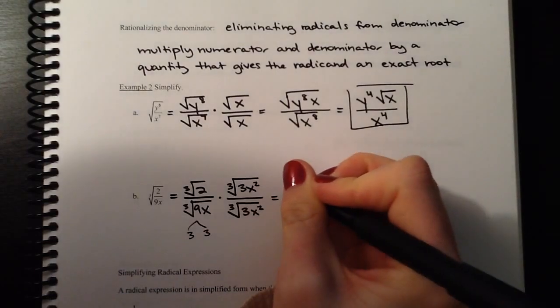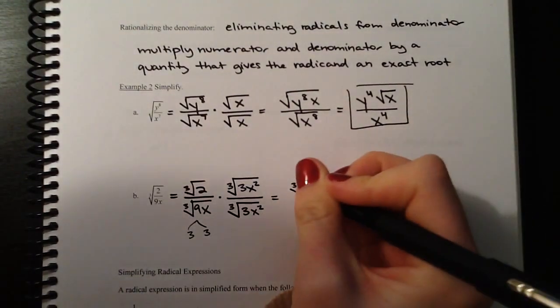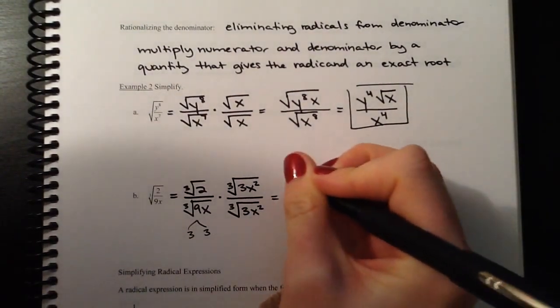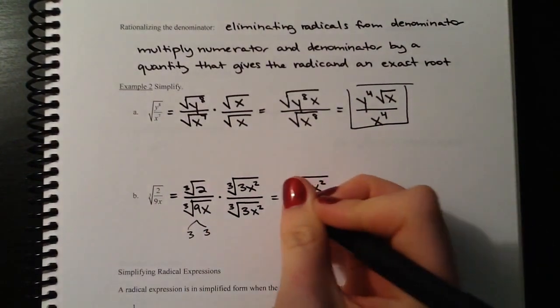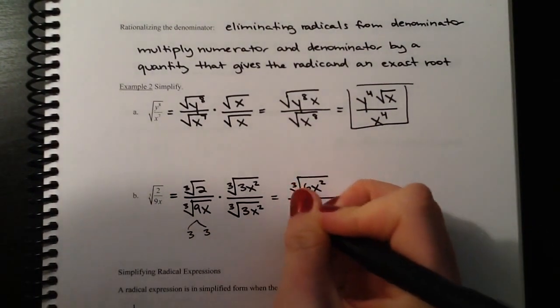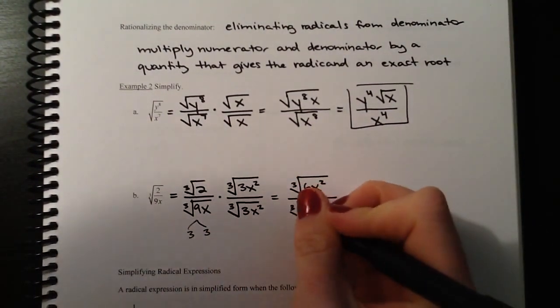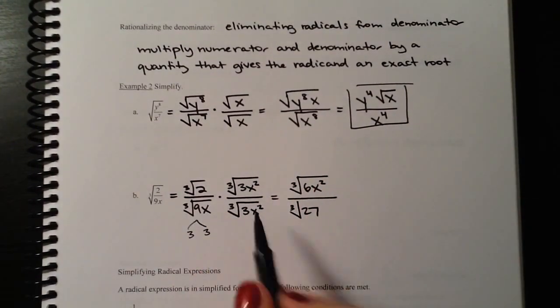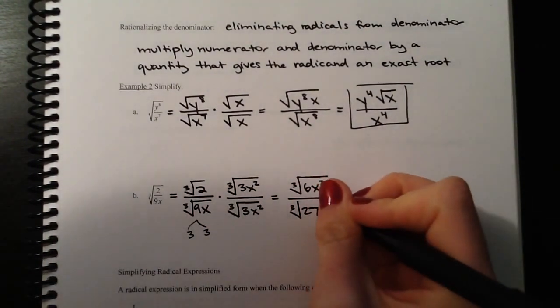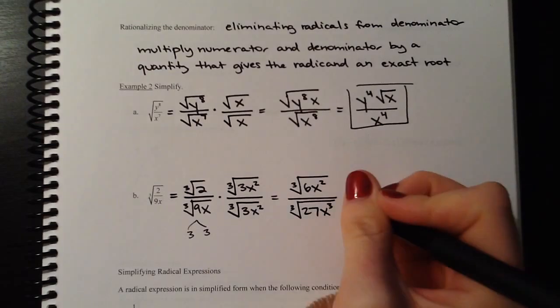So when I multiply across, everything's still under cube roots. I get a 6x squared. 2 times 3, don't forget about that to get the 6. And then cube root of 9 times 3 is 27. That is a perfect cube. X times x squared is x cubed, and that is a perfect cube.